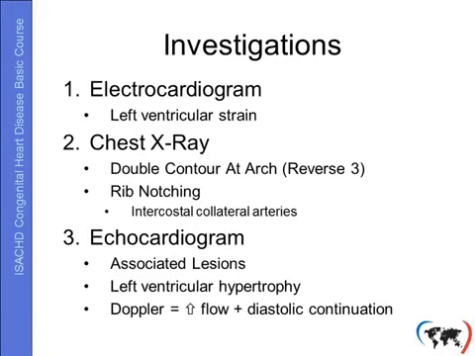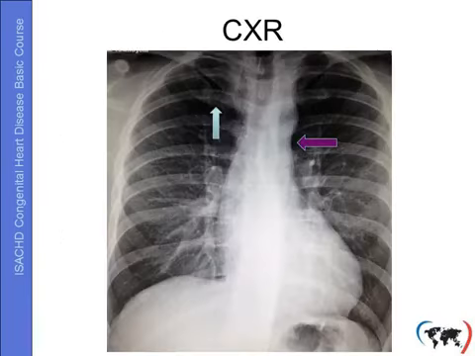Transthoracic echocardiogram can be used to identify any associated lesions such as bicuspid aortic valve, mitral valve abnormalities, and ventricular septal defects. It can also be used to identify left ventricular hypertrophy. Using transthoracic echocardiogram, Doppler probes can be placed in the descending aorta to show high velocity flow and diastolic continuation in the presence of aortic coarctation. This chest X-ray demonstrates the double contour at the aortic arch with the purple arrow and rib notching with the blue arrow.